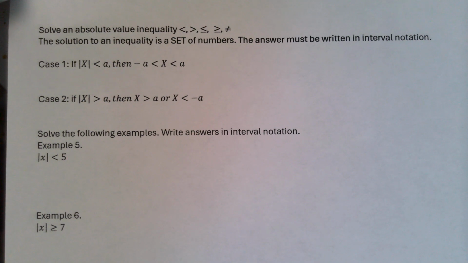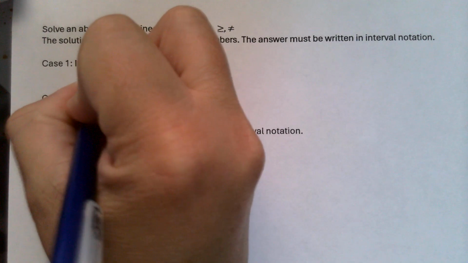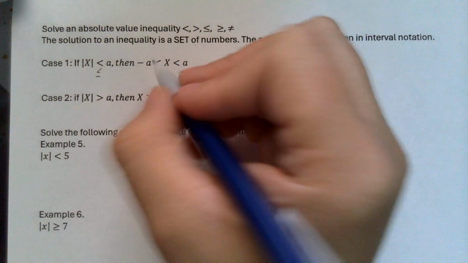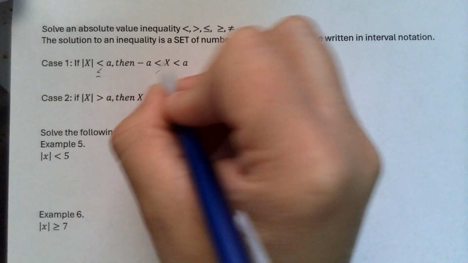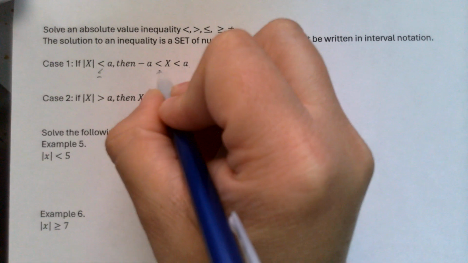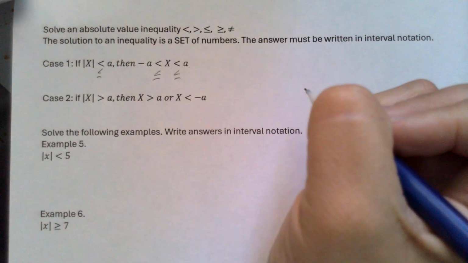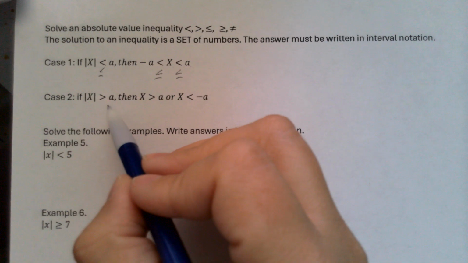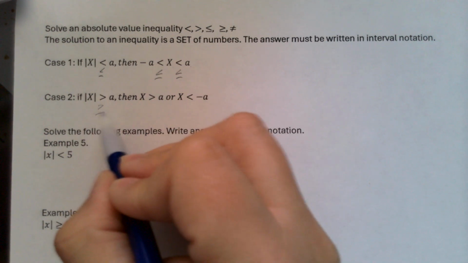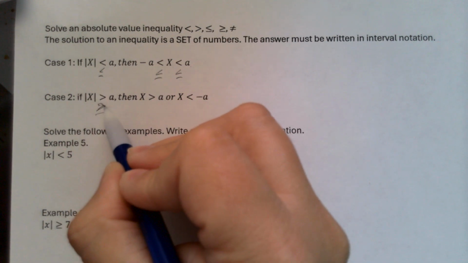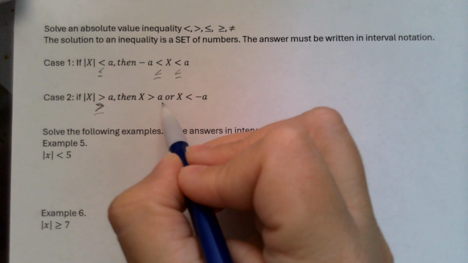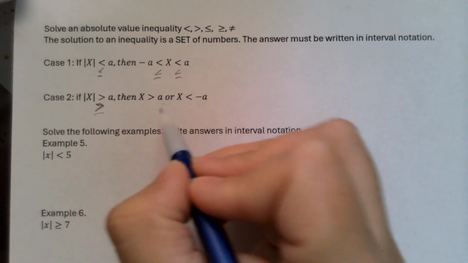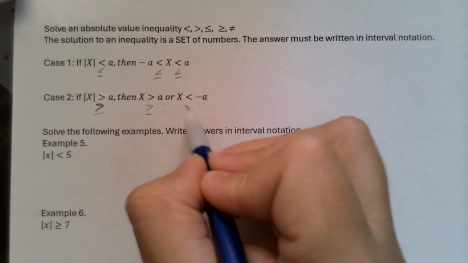For our first one, case 1, if the absolute value of your expression is less than a, you can also use less than or equal to, then you're going to use the rule that negative a is less than your function is less than a. Again, if there's the or equal to, put the or equal to's with it. Your second case is if the absolute value is greater than your a, it's also for greater than or equal to, then you're going to split it up to be your expression is greater than a or your expression is less than negative a. Again, you can use the or equal to.